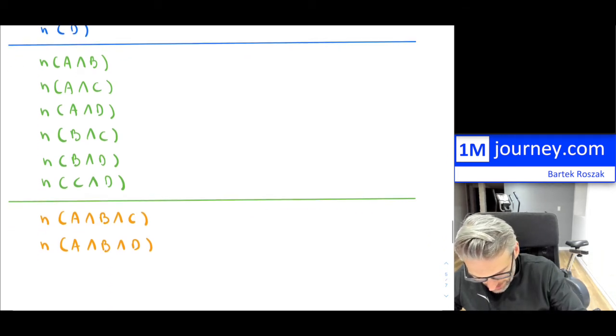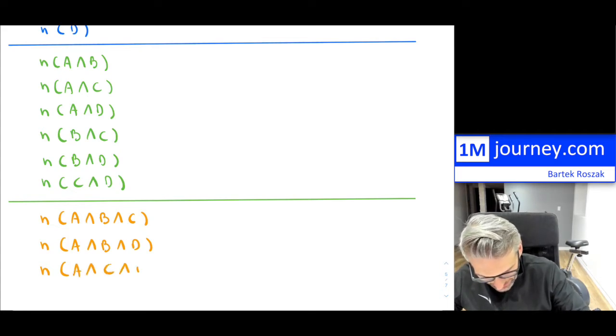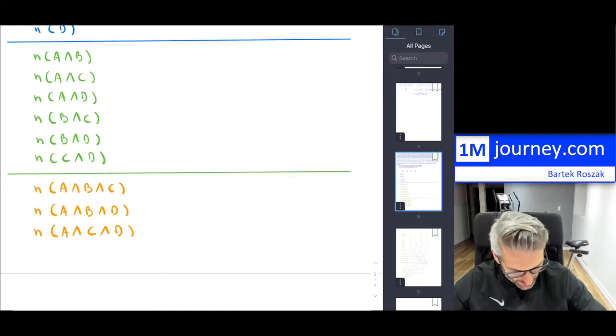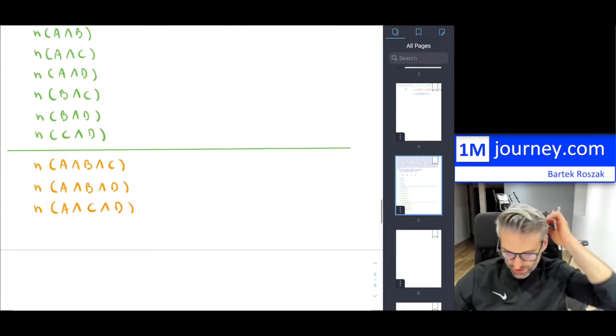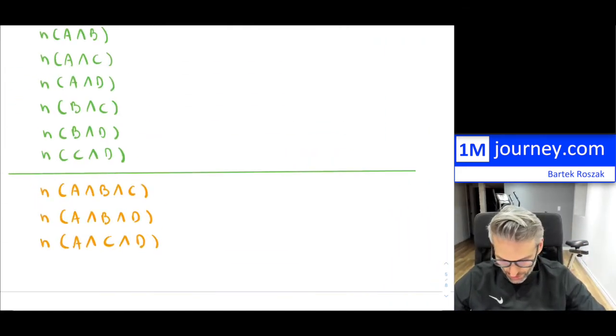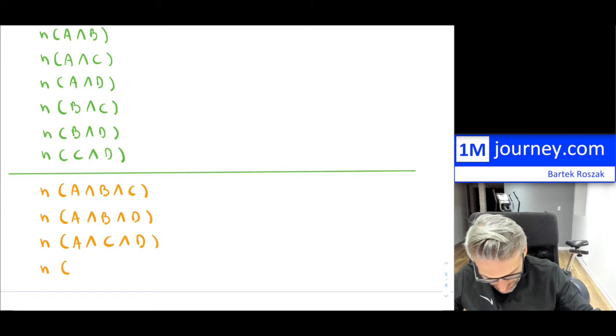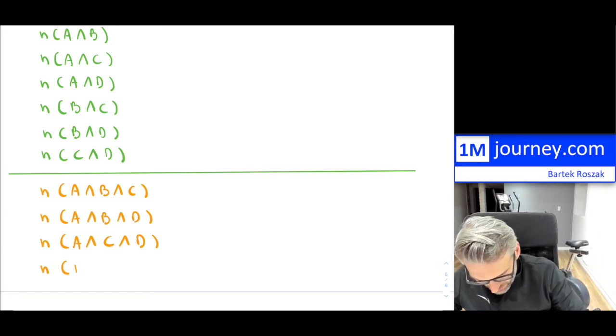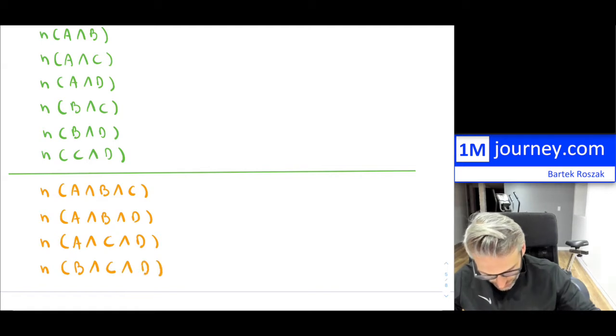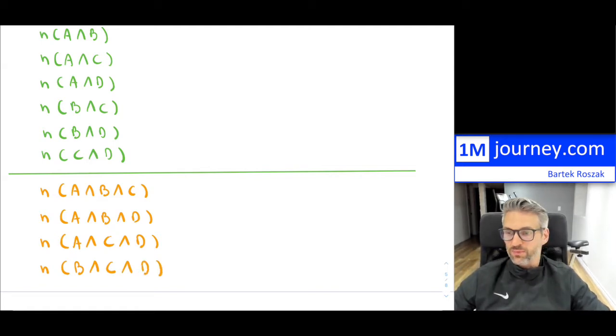All right, now we're going to have N of A intersected with C and D. So that's the three of them. I'm going to run out of space here. I'm going to put a page extra one. All right. So, what else in terms of the three intersections could there be? Well, there's going to be N of B intersected with C, intersected with D. So those are going to be the ones that we're going to be dealing with.